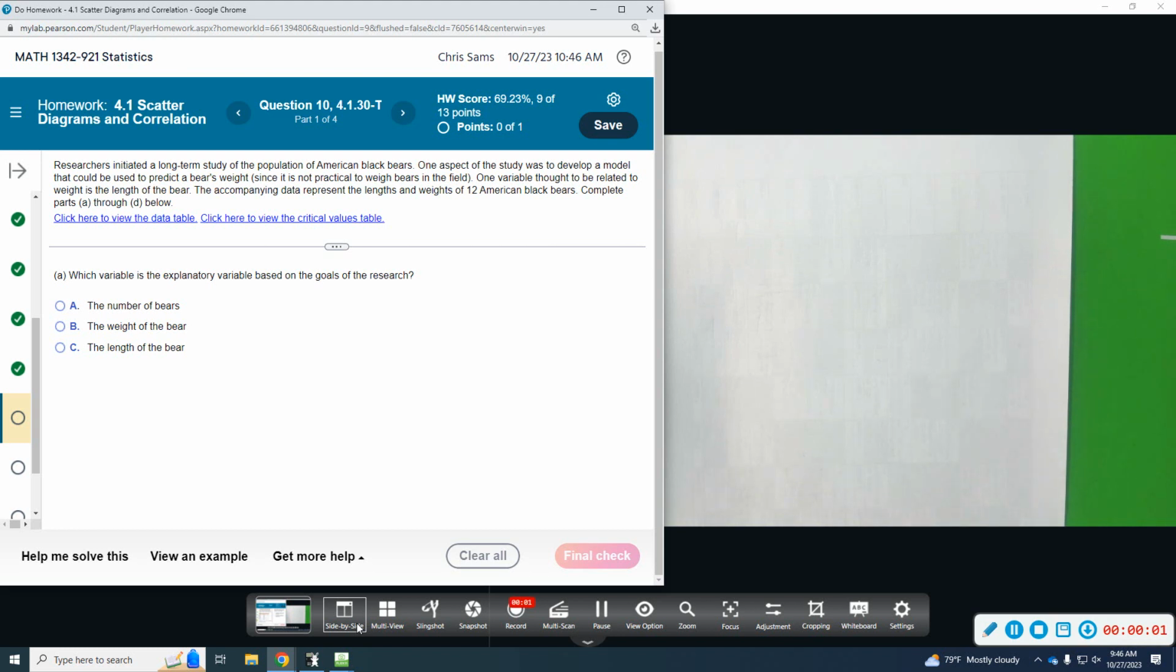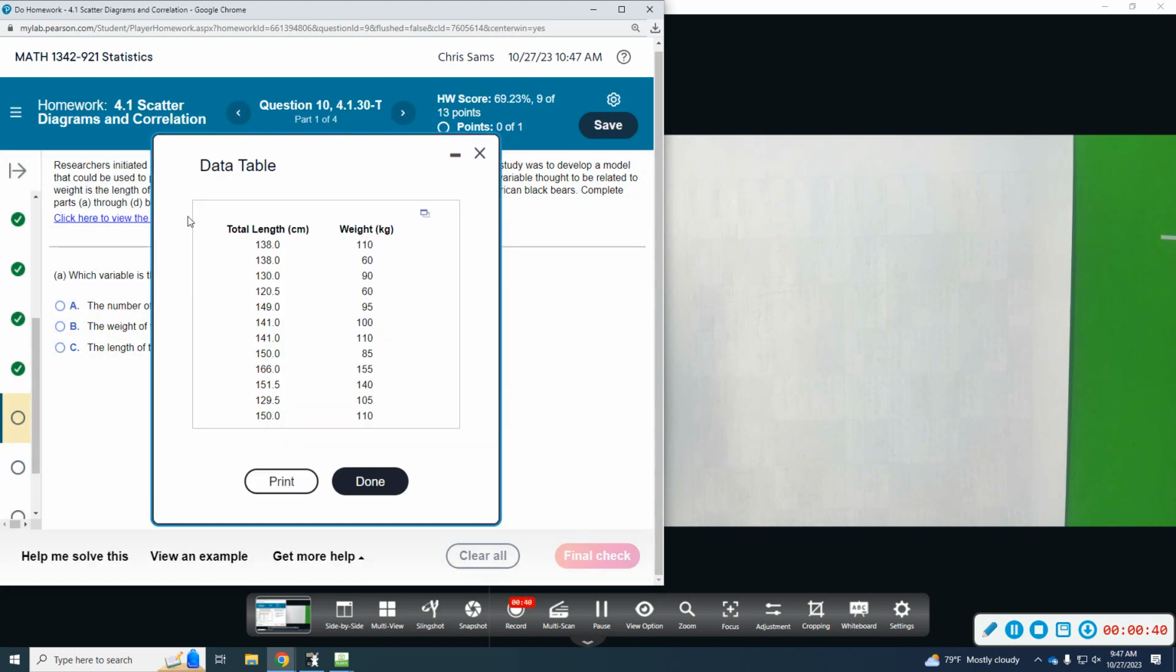All right, number 10 says researchers initiated a long-term study of a population of American black bears. One aspect of the study was to develop a model that could be used to predict the bear's weight. Since it is not practical to weigh bears in the field, one variable thought to be related to the weight is the length of the bear. The accompanying data represents length and weights of 12 American black bears. We're going to complete parts A through D.